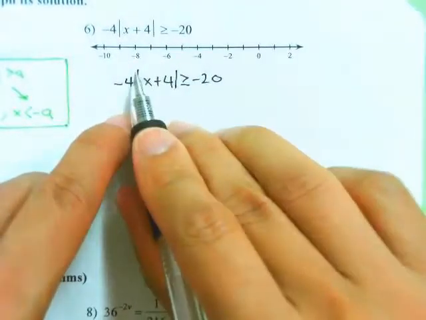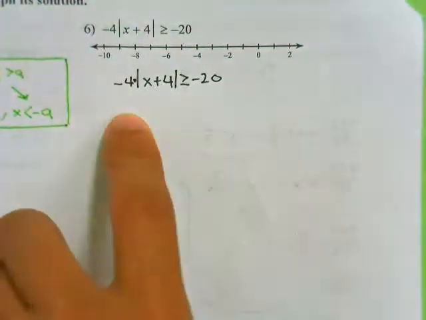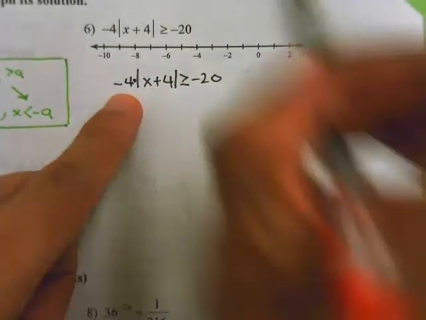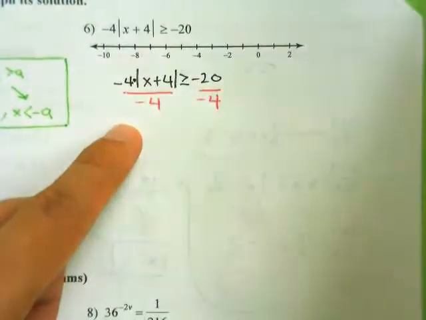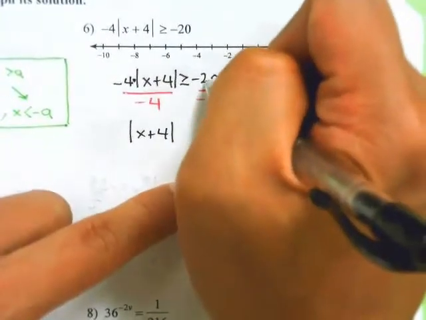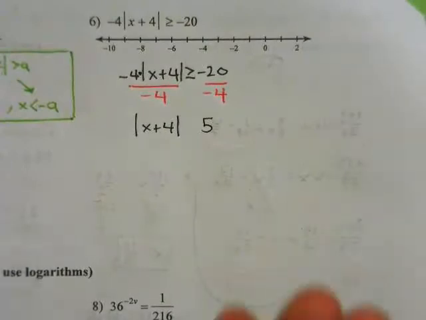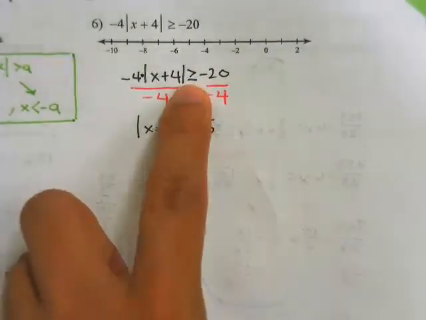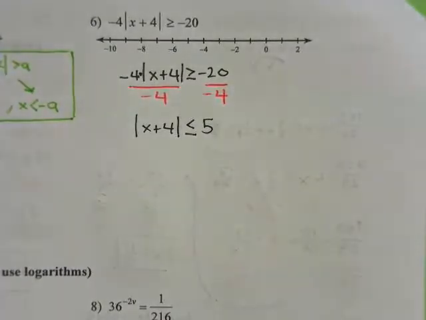So I do want to remind you guys not to distribute over here. You would just want to undo what's outside of the absolute value. This is negative 4 times, so to undo that, we're going to divide both sides by negative 4. Absolute value of x plus 4, and then negative 20 divided by negative 4 is 5. Remember our rules from last time: when you divide by a negative, what happens to your inequality? We've got to flip that, so we're going to flip it into a less than or equal to sign.